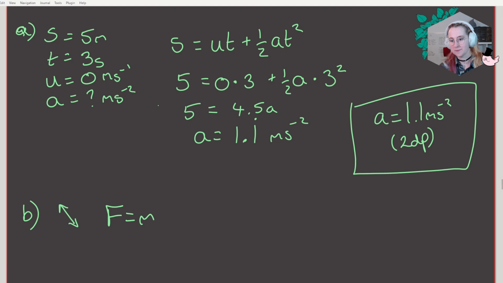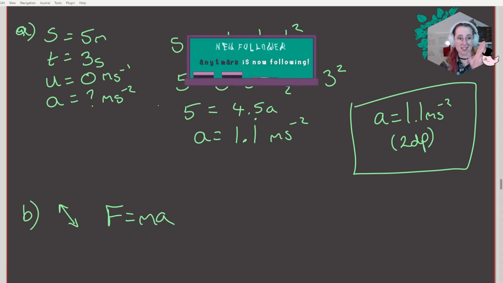So we do F equals ma. In this direction, the acceleration is 0. Acceleration is only moving down the hill.